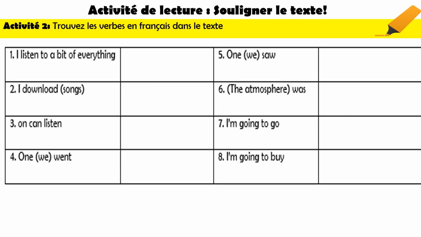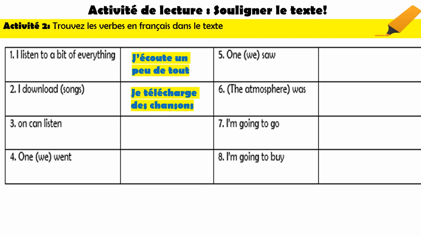Alors, so guys, after doing that, you will have been able to look for this vocabulary. Let's go through it all. I listen to a bit of everything. J'écoute un peu de tout. That's a really nice line. And un peu de tout is a really nice little phrase to remember. You can use that in all sorts of different contexts. I download, say, je télécharge des chansons. Voilà.